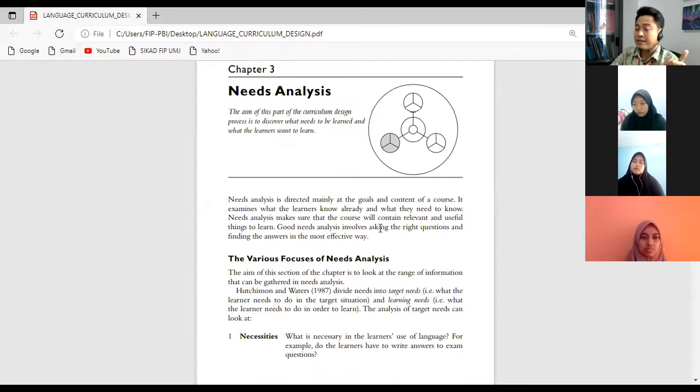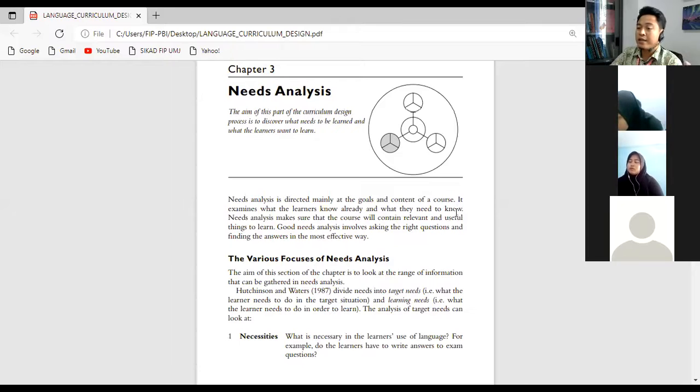The goals here are the learning objectives. Yeah, the content of a course here, what is it? The learning material. What is it that you're going to deliver? What is it that you're going to explain to your students? Yeah, that's the content of a course. And talking about a course here, we talk about a language program.